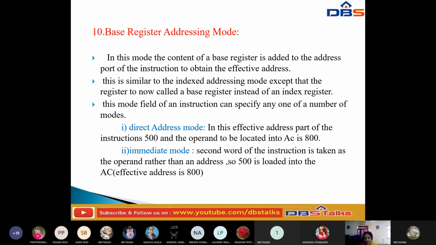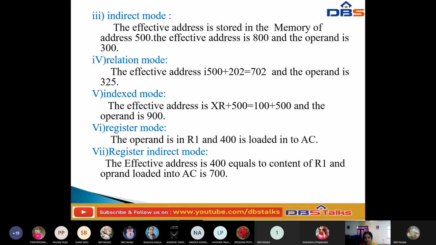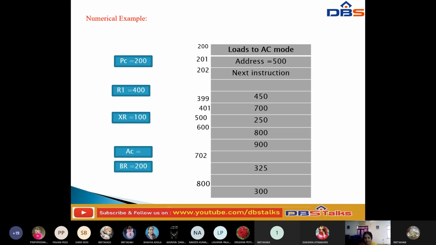In it, the effective address is part of the instruction. The effective address part of the instruction is 500, and the operand to be loaded into the accumulator, that is AC, is 800. Okay, so for this direct addressing mode I have a small diagram. This is the main diagram of the base register addressing mode. I have some values here, different register values. So, load AC. Okay, now I am going to explain this.